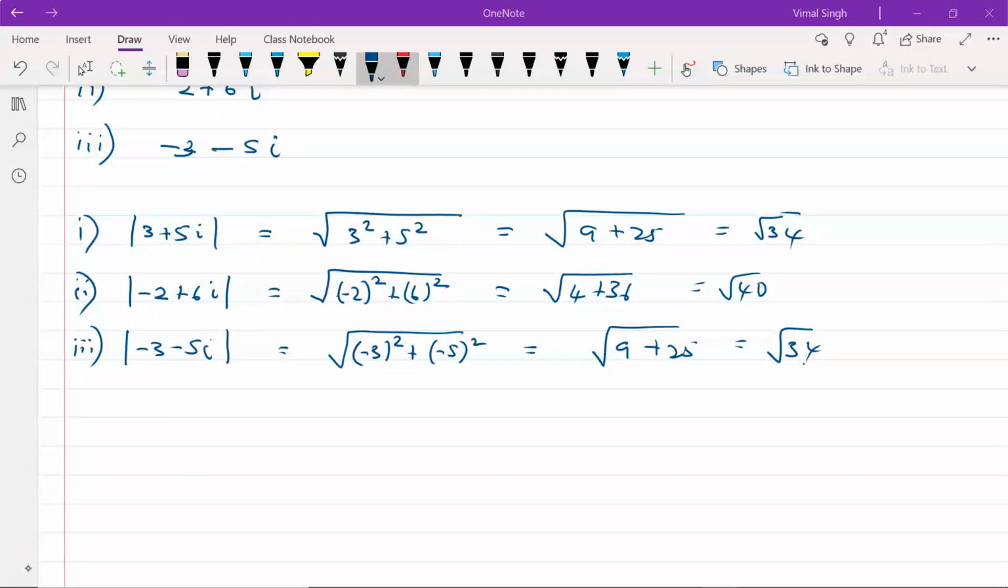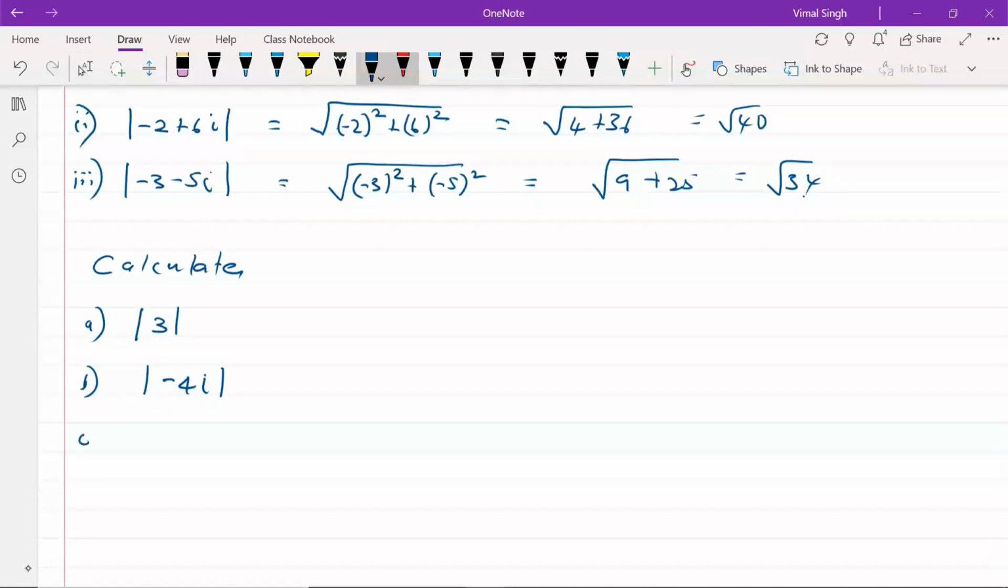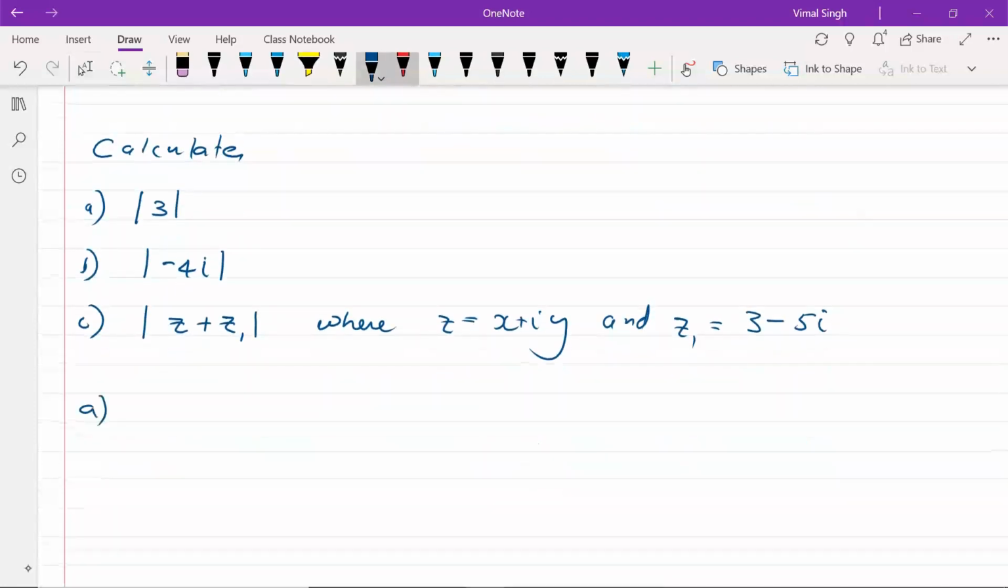Okay, let's try a few more. Calculate: a, the modulus of 3; b, the modulus of minus 4i; and c, the modulus of z plus z1, where z is equal to x plus iy, and z1 is equal to 3 minus 5i.